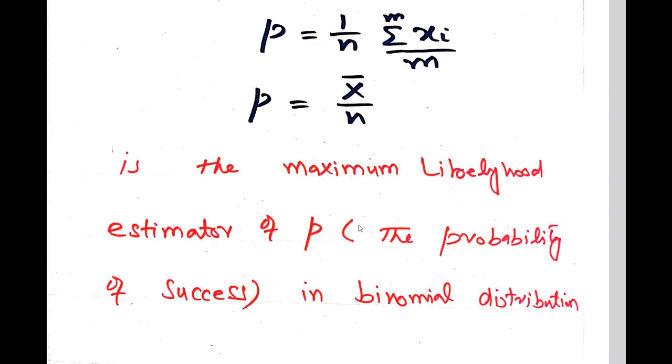p is the probability of success, as we discussed at the start of the video. So this is the maximum likelihood estimator of p in the binomial distribution.